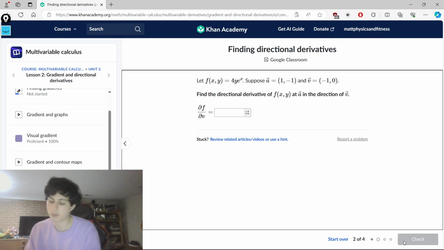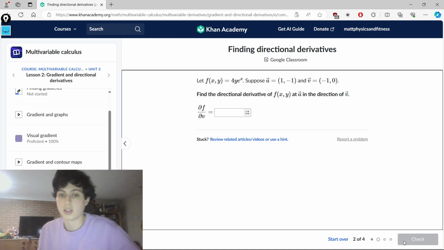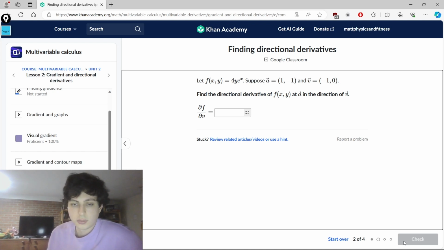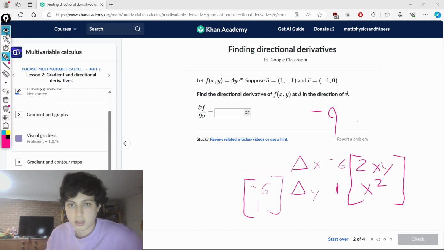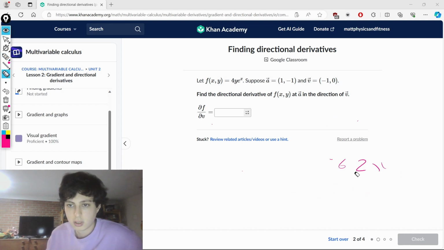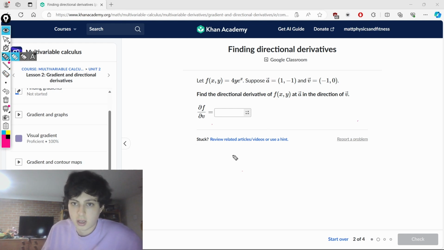Okay, now let's see. Can we remember what we're doing? Don't quite think so. Oh, find the directional derivative. Exactly what we were doing before. Oh, this might be harder than we thought. For y e to the x, a is 1, -1, v is -1, comma 0. Maybe we should have taken a screenshot. But let's see.